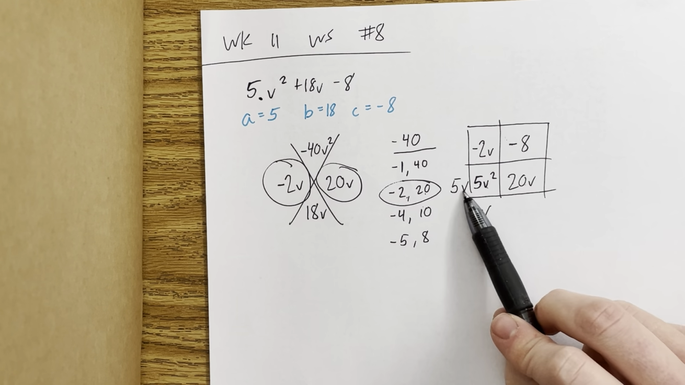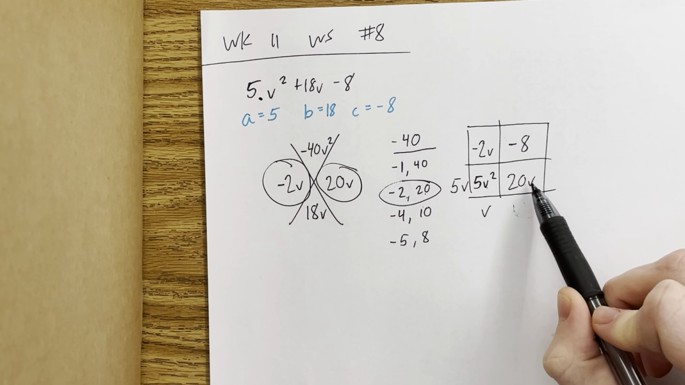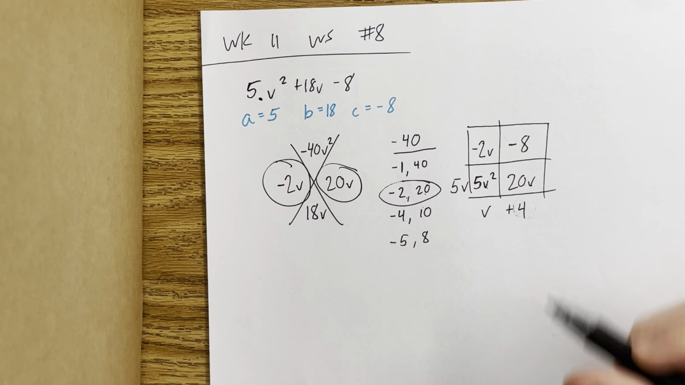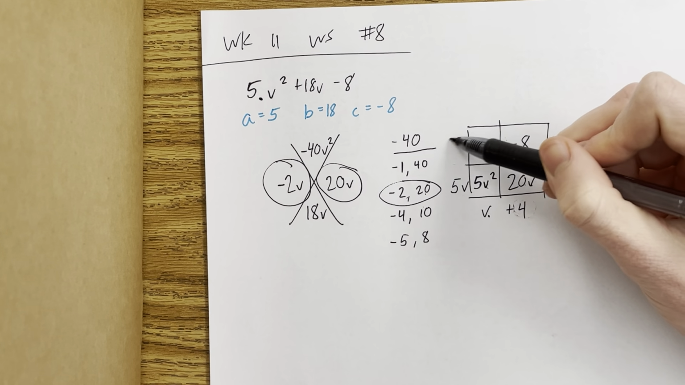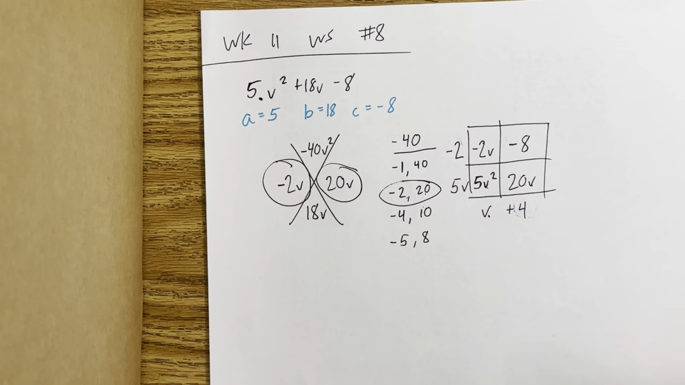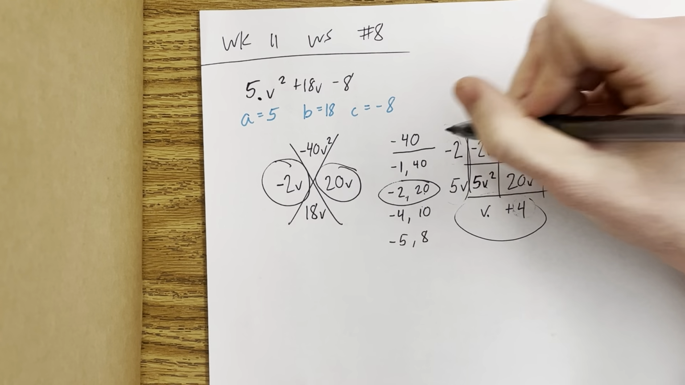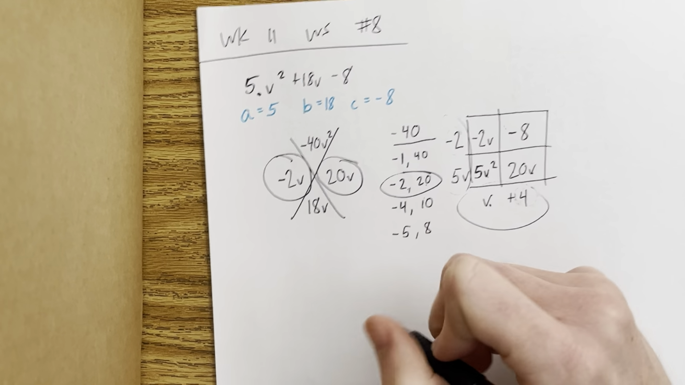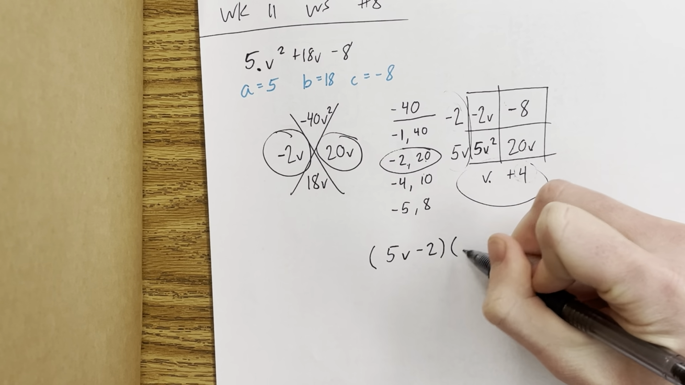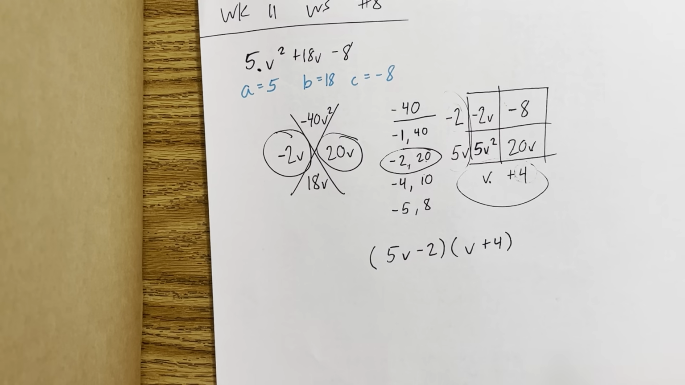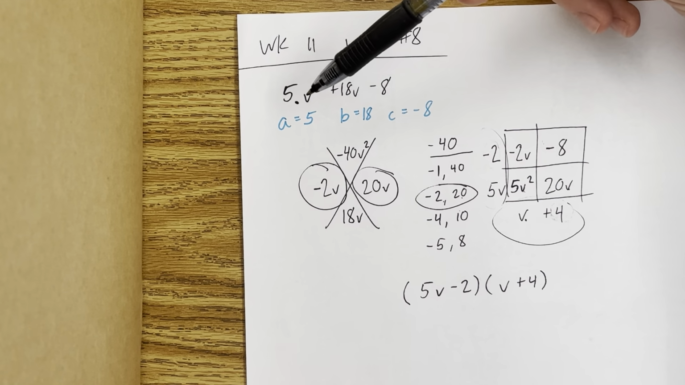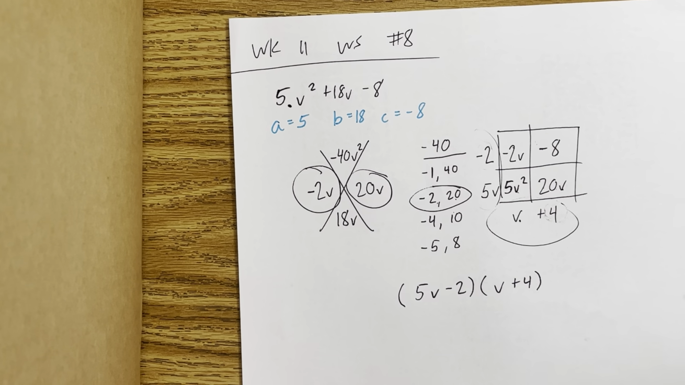Now I ask myself, 5v times what right here equals 20v? Answer would be positive 4. V times what right here equals negative 2v? That would be negative 2. So these are my factors. We end up with 5v minus 2 times v plus 4. That's my answer. These ones are a little bit trickier when they have a coefficient in front, but the process is still the same. Don't be afraid.